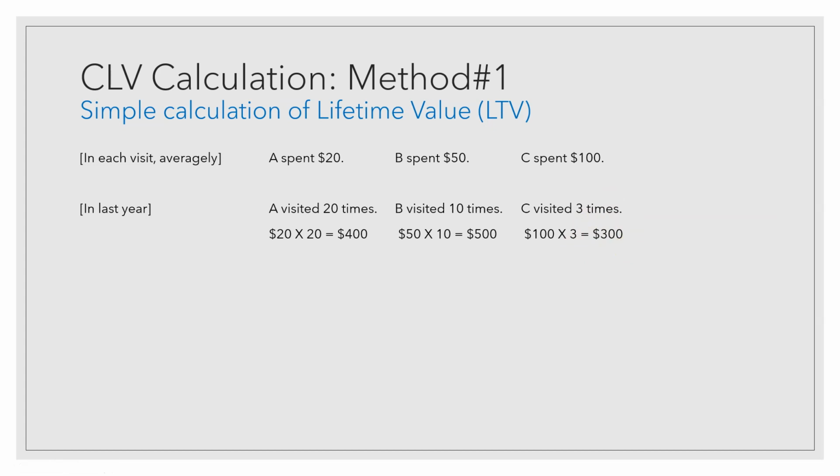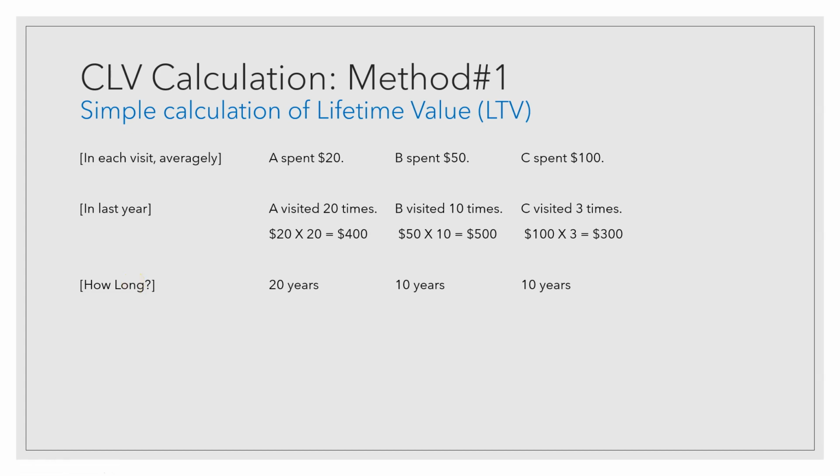So let me ask the same question. Now, who is the most important customer for your company? You should say B, because B spent more than other two last year. However, you can consider more factors, right? Let me add one more factor. So how long will they be your customer in their lifetime?